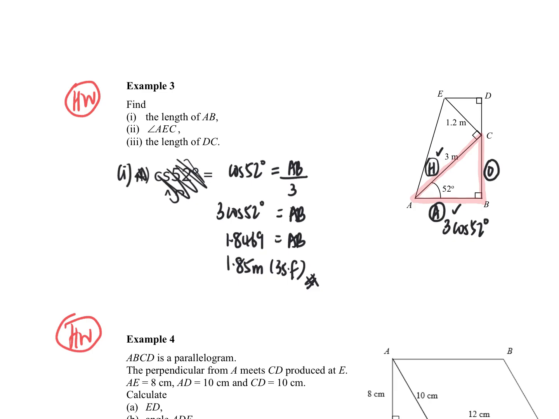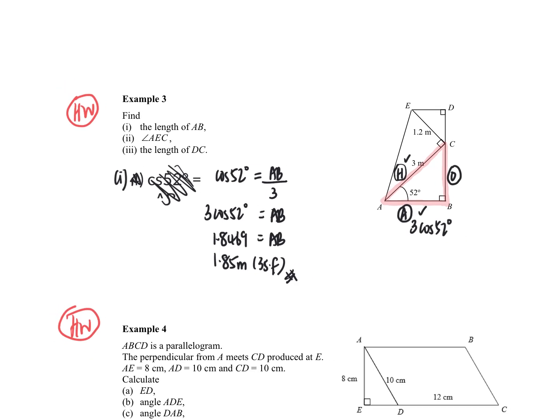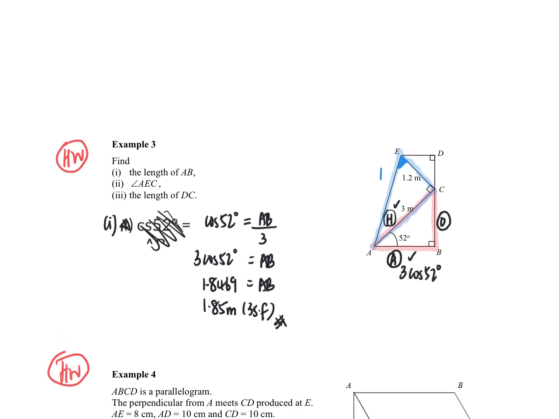Part 1. Okay, next is part 2. I want to find the angle AEC. This one. So when I zoom into the triangle, I zoom into the triangle that has that angle. So it will be this right angle triangle that I'm looking at. So again, identify your H, A, O. It will always be the hypotenuse first, which is this one. Okay, the adjacent side. And then finally your opposite.